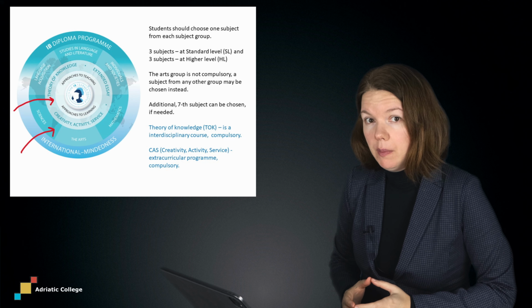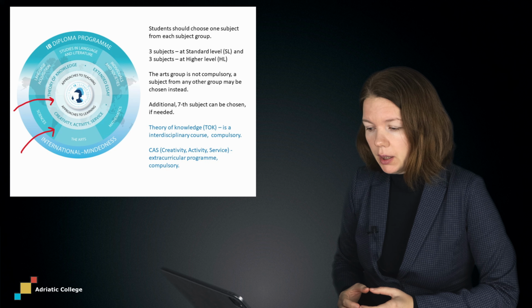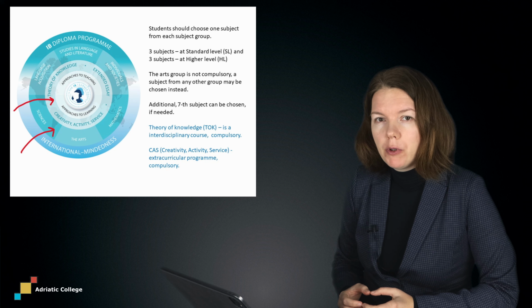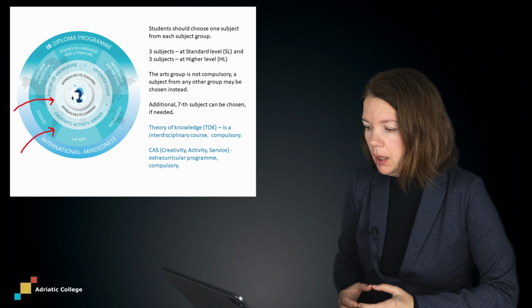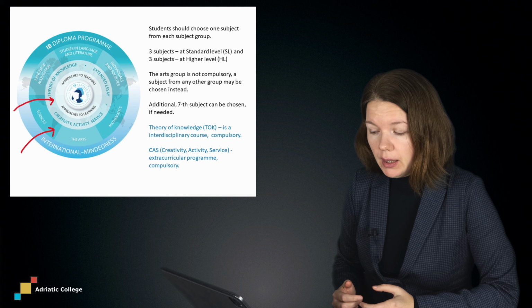Let's return to the DP circular representation. We have just covered the circle containing the subject groups. The program implies that every student chooses one subject from each subject group, which makes 6 subjects in total, out of which 3 subjects should be chosen at standard level and 3 subjects should be studied at high level.